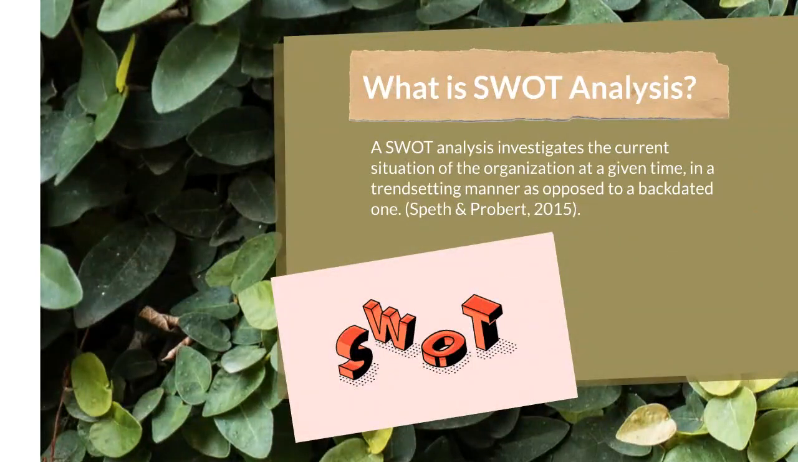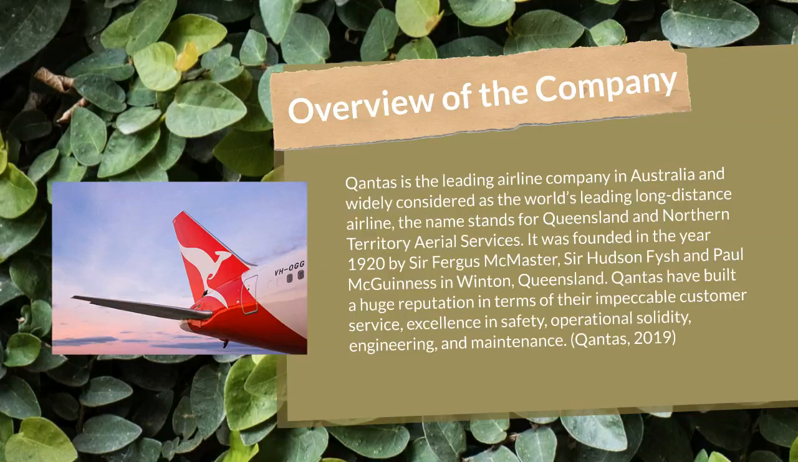SWOT analysis investigates the current situation of the organization at a given time in a trend-setting manner as opposed to a backdated one. So this allows organizations to quickly identify both its internal factors linked to internal functioning of the organization and its external factors that depend on the environment in which it is evolving. With that said, SWOT analysis is used as a decision-making tool and to assist the development of strategic plans of the organization. Before we look at the SWOT analysis of Qantas, let's look at the overview of the company.